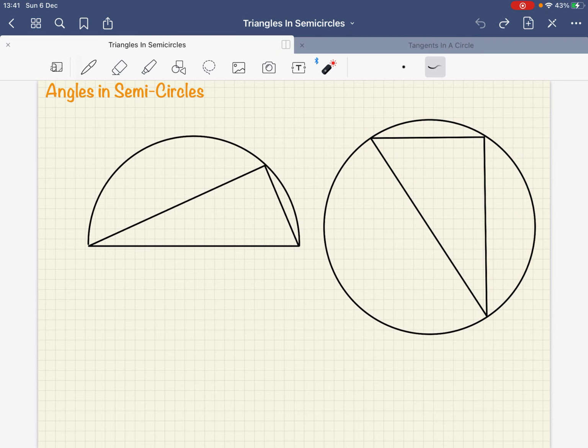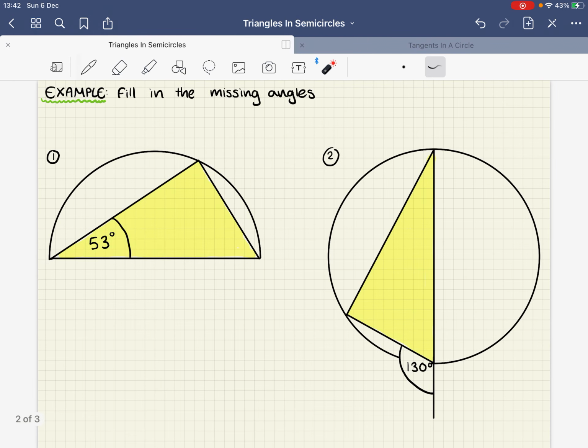And the key thing that happens is that the angle that is opposite my diameter, so that's going to be this angle here, and in this case that angle there, they are always going to be at 90 degrees. So they're always at a right angle. So again, when I have my diameter line, the angle opposite it is always 90 degrees. So let's take a look at how we can use this in some questions.